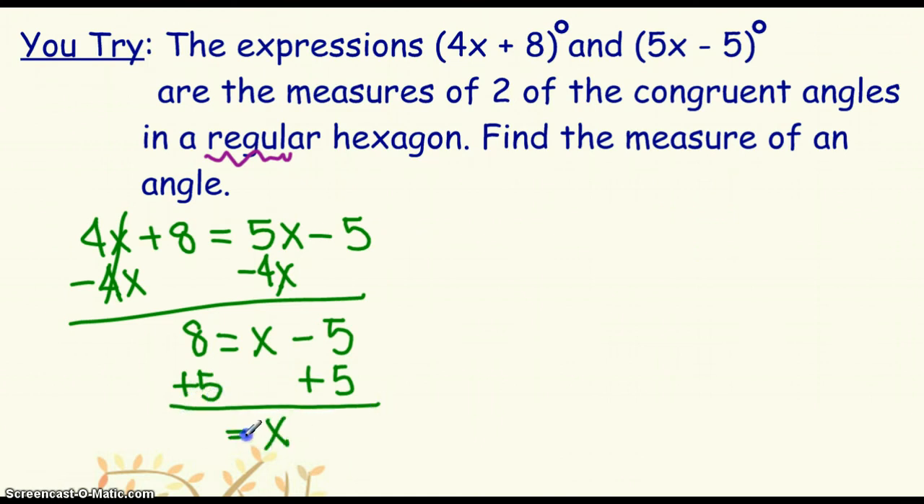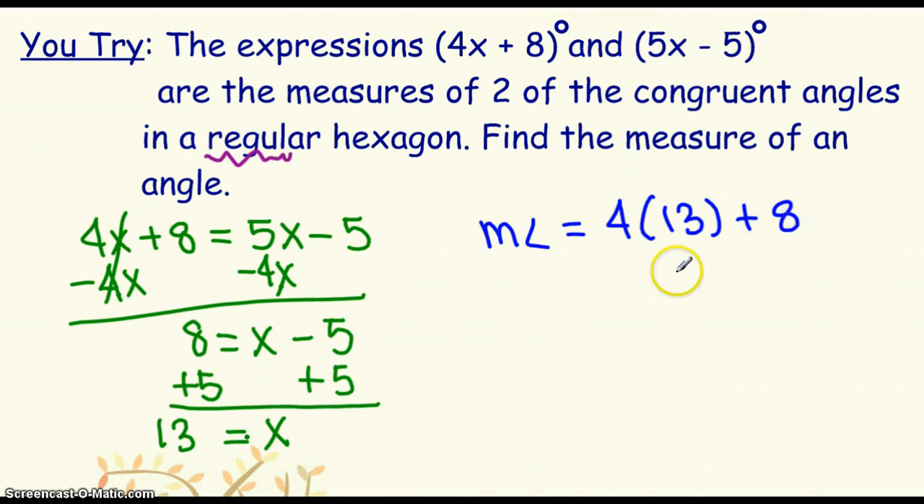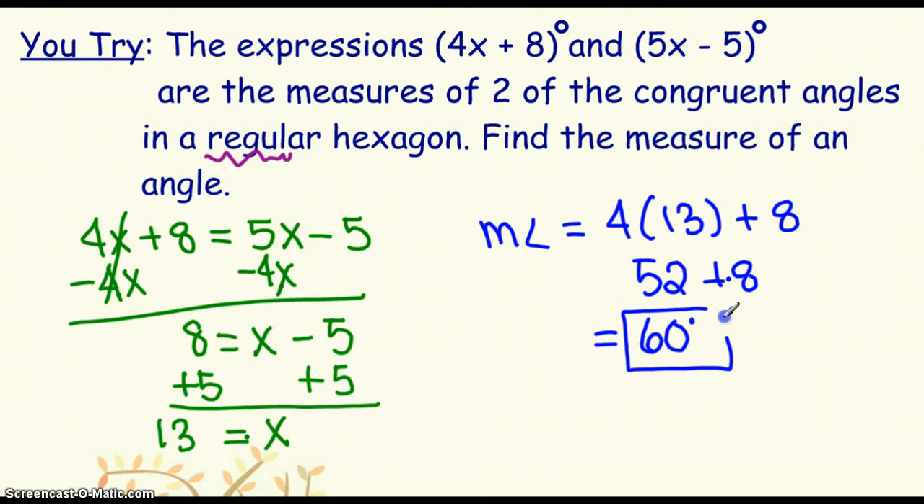So x equals 13. My question was asking me to find the measure of an angle. So the measure of my angle equals one of my expressions when I substitute 13 degrees in for x. So 4 times 13 is 52, and 52 plus 8 gives me 60 degrees. And degrees is my label here because it's talking about the measure of an angle.